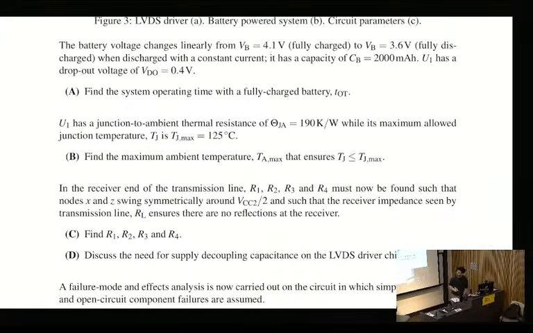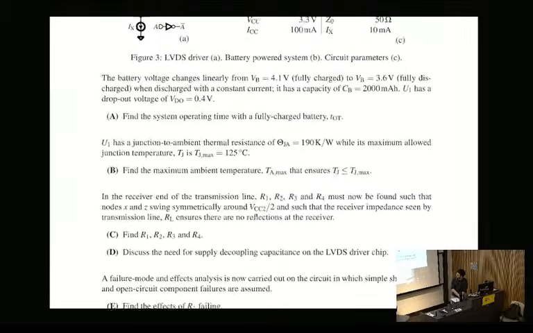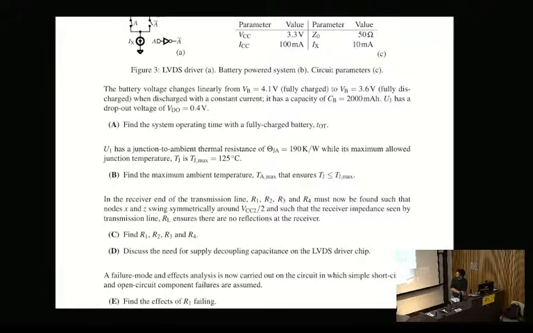So U1 has a junction to ambient thermal resistance of that number, while its maximum allowed junction temperature is Tj max equals 125 degrees. Find the maximum ambient temperature that ensures Tj is less than or equal to Tj max. When it refers to the junction, they're referring to essentially the hottest part of the chip. And then junction to ambient is the thermal resistance from that junction to the ambient air. We're asked to find the maximum ambient temperature that ensures that the junction temperature is less than or equal to the maximum temperature that's allowable.